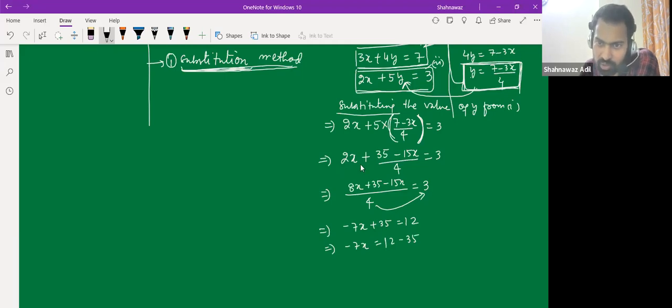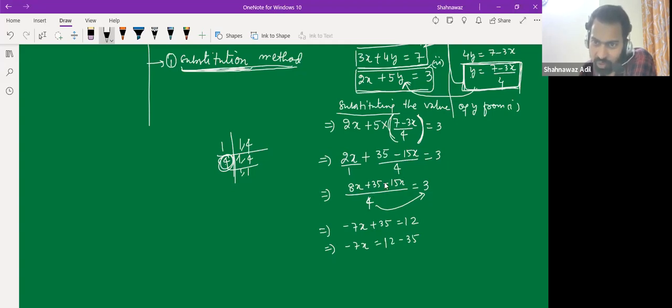So this is 2 by 1. And I take the LCM of 1 and 4. So LCM of 1 and 4 is how much? This is 1 and 4. So 4 divided by 1, 4, right? So I have 4 as the LCM. I divide this 4 by 1. So I get 4. Then I multiply this 4 to this 2x. So 4 into 2x is how much? 8x, right?